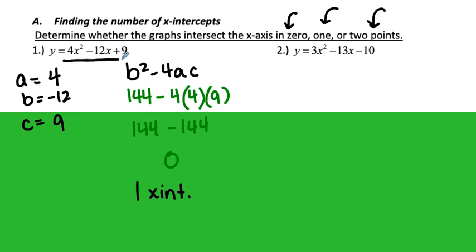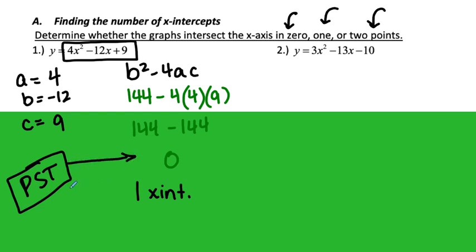Now remember I said earlier, look at that equation. That quadratic equation is a perfect square trinomial. So a perfect square trinomial is always going to have a discriminant of 0, and it's only going to touch the x-axis at one x-intercept. All right, you try the next one. Decide if it's going to have one x-intercept, no x-intercepts, or 2. Press pause and try it.